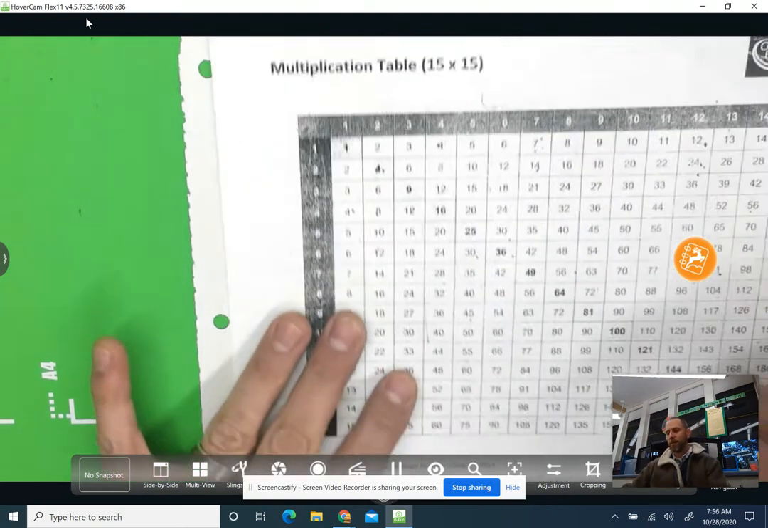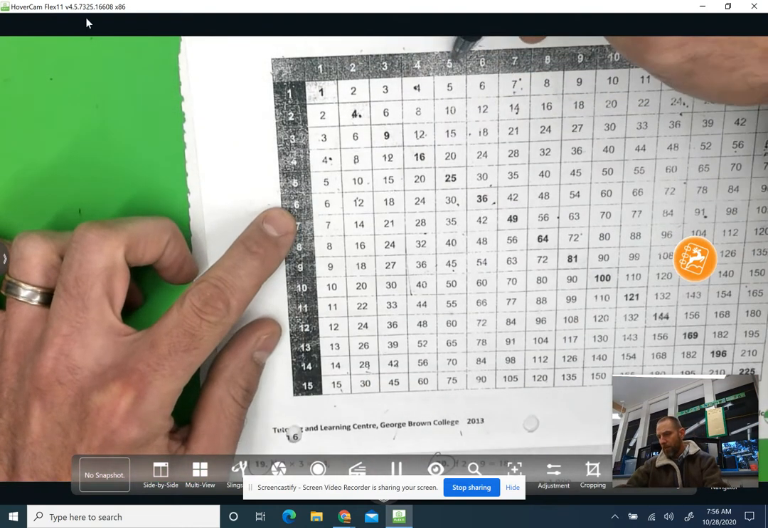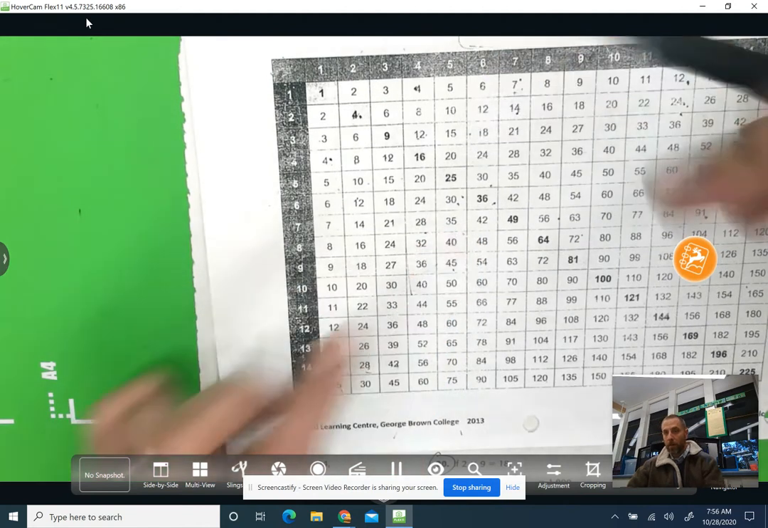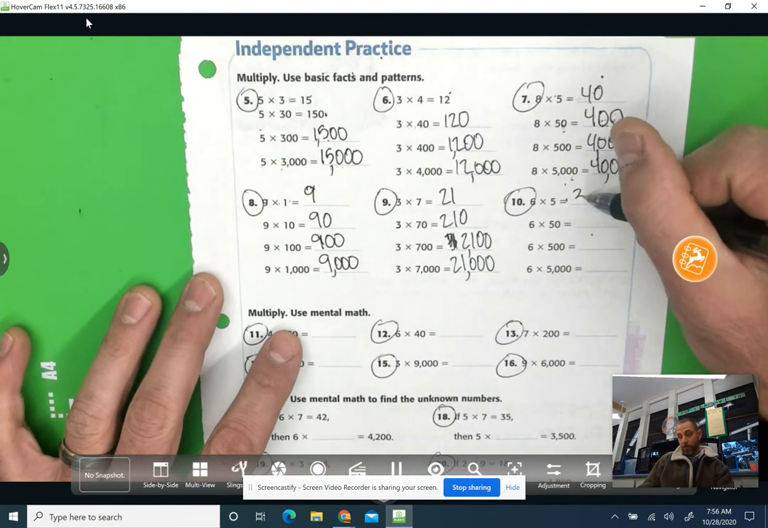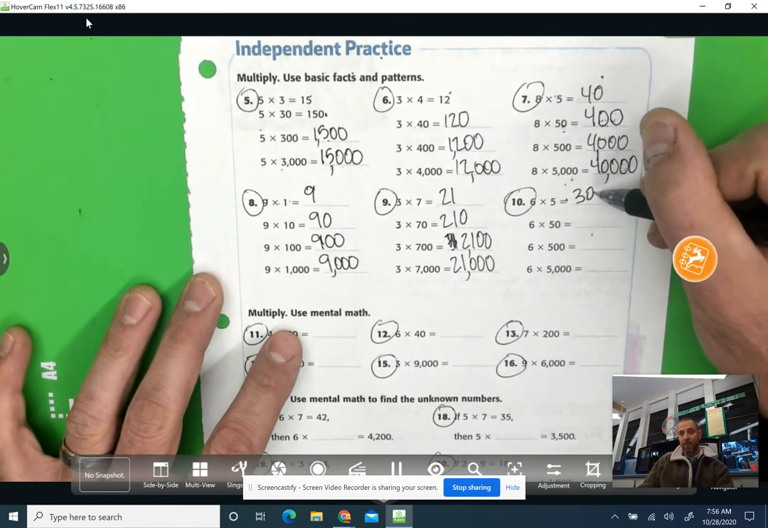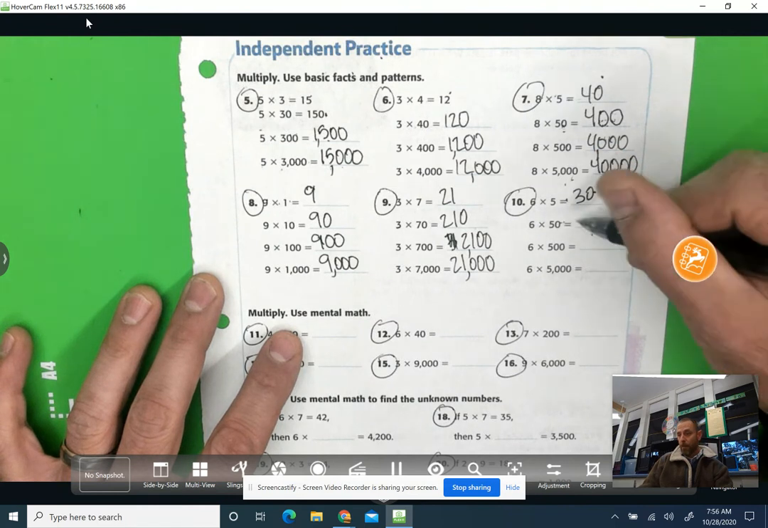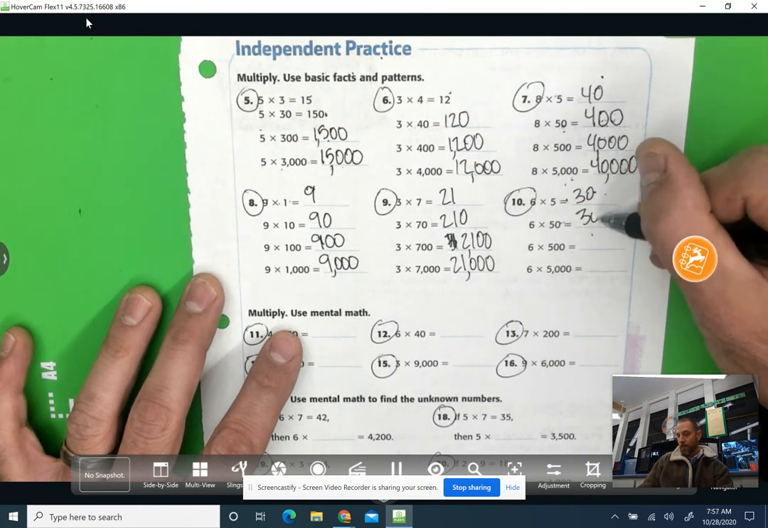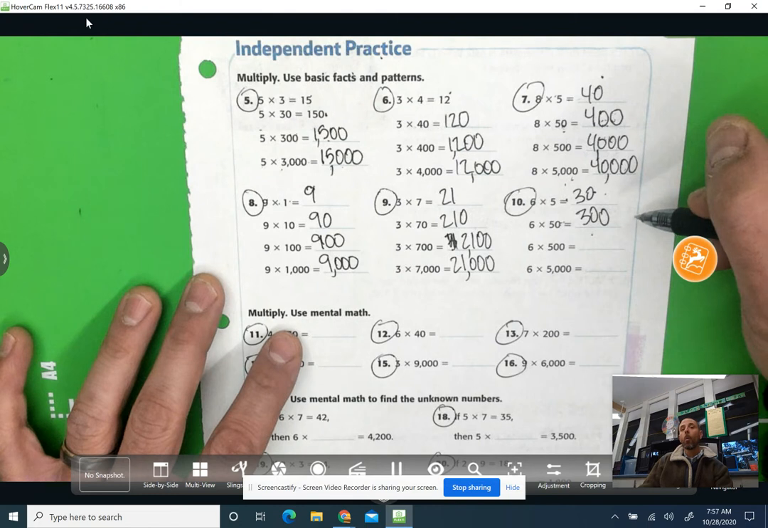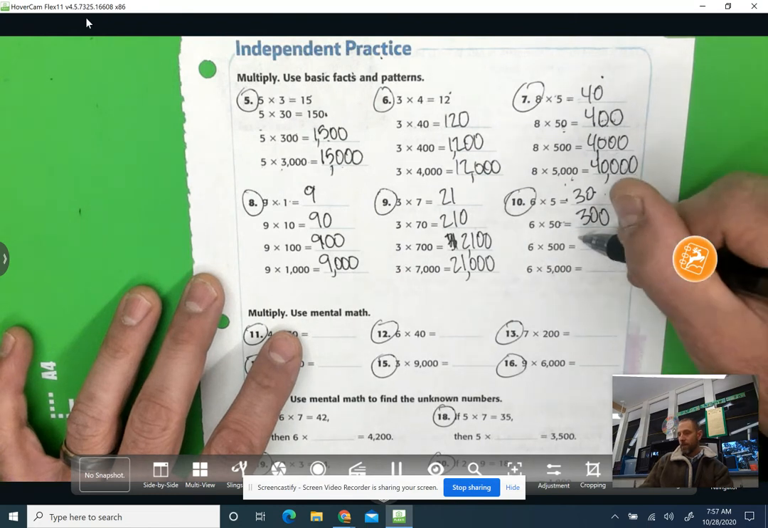6 times 5 times 5, come on down, 30. So there's a 0 in our basic fact. Okay, that 0 does not count for this 0. 6 times 5 is 30. How many zeros are we going to add? 1. 6 times 5 is 30.